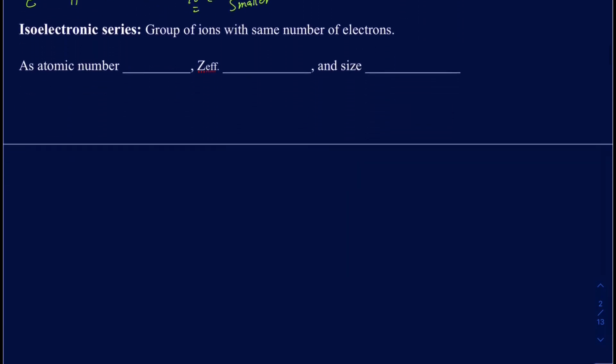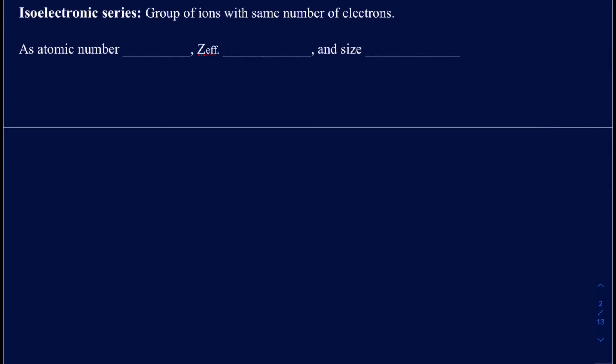Okay, let's look at isoelectronic series. An isoelectronic series means you have a group of ions that have the same number of electrons. Let me give you an example here. Suppose I have S2 minus, and I've got Cl1 minus, then I've got argon, and then I've got K1 plus, then I've got Ca2 plus. Okay, so let's focus on how many protons we have in every single case here.